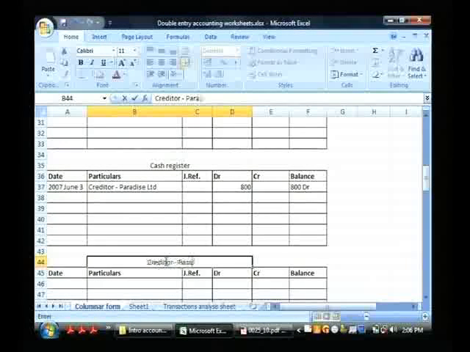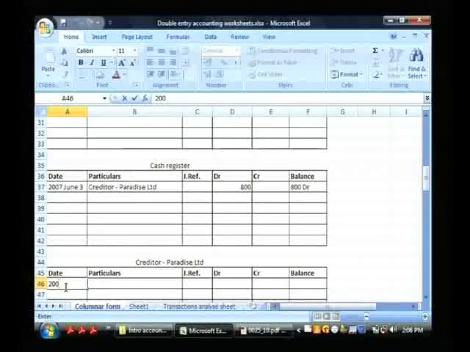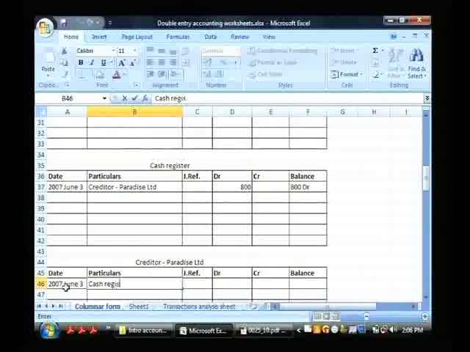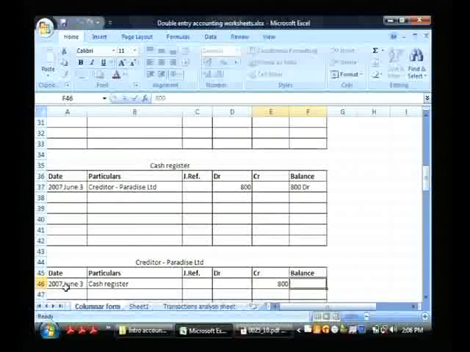Paradise Limited credit, write the date first, June 3rd, cash register, credit 800, then 800 is a credit balance.